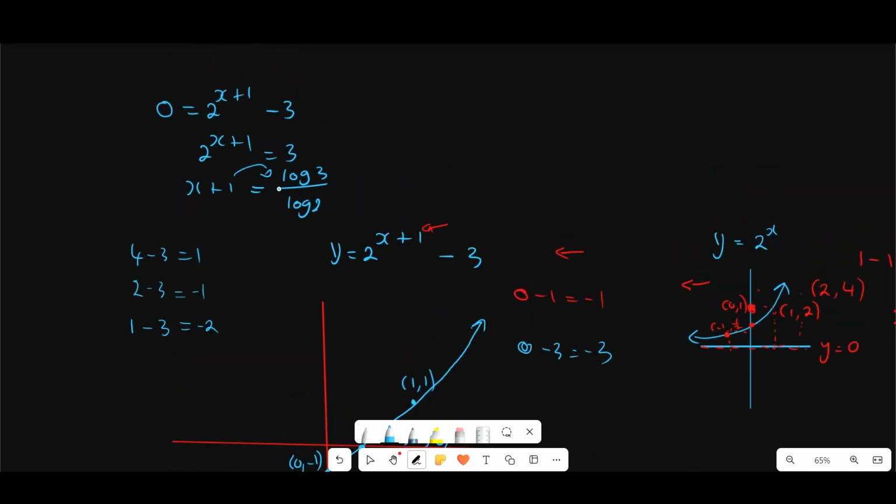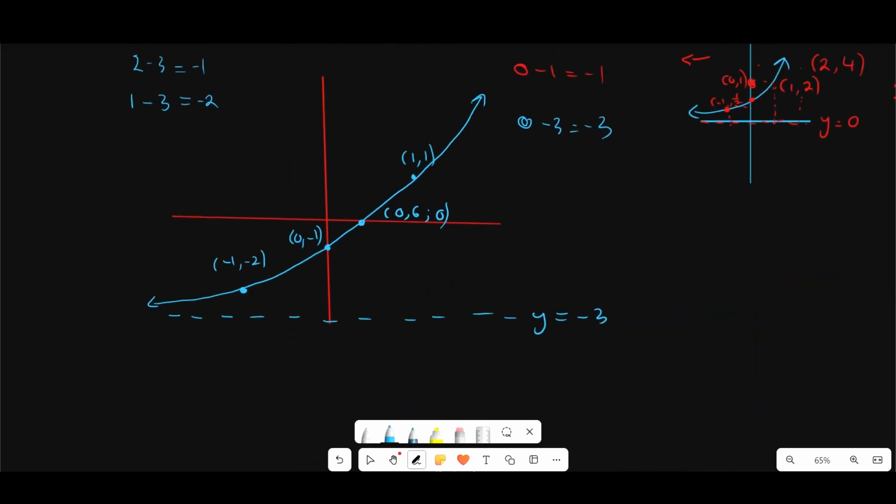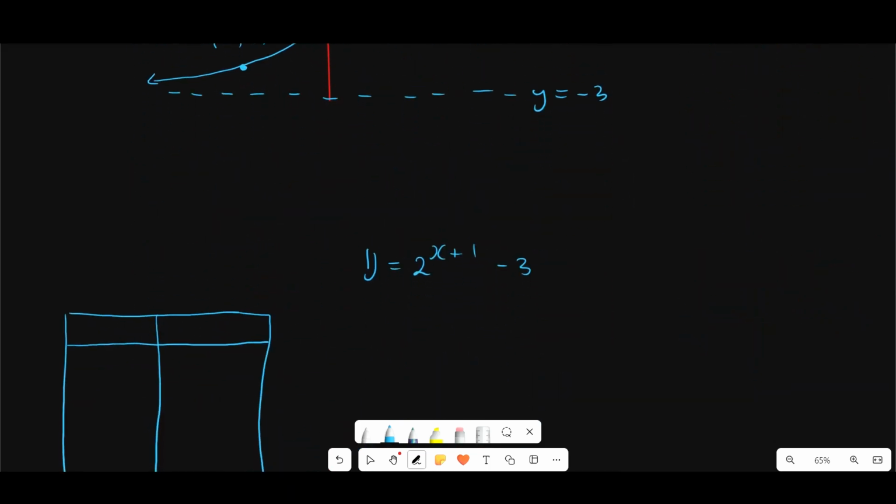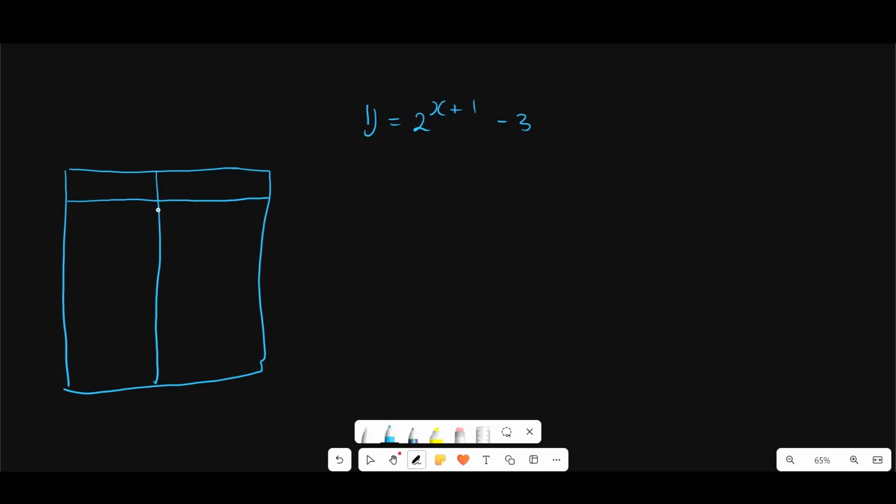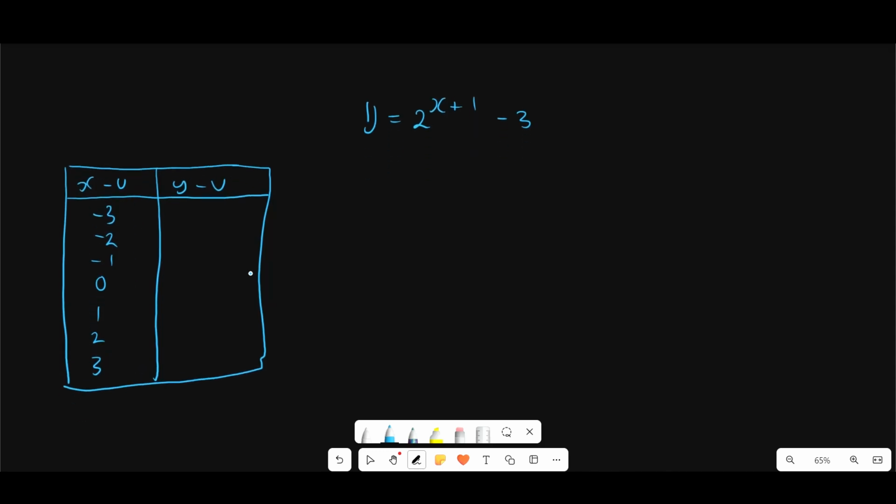But we're going to look at the logarithmic properties and functions after we are done with the exponential. Okay, so now that you're done with that, I can just do my box method where I write my x values, then my y values. Therefore, from -3 I have -2, -1, 0, 1, 2 and 3. That's all the values that you need.